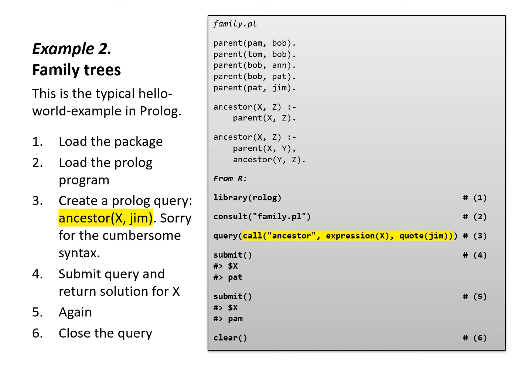Now we can ask, who is the ancestor of Jim? In Prolog, we would simply query ancestor(X, jim). In R, you see it's a bit more typing because we have to construct a call with a variable wrapped in an expression and the symbol Jim using quotes. But I mean, you'll get used to this. If we submit the query, we obtain Pat and Pam as the two ancestors of Jim.